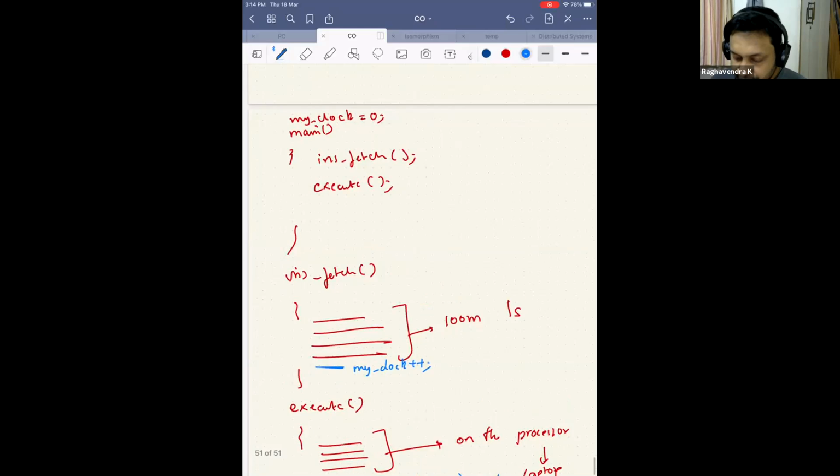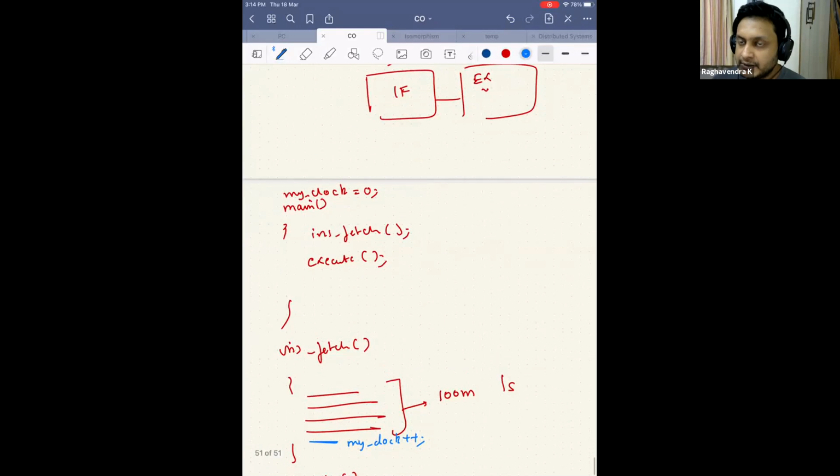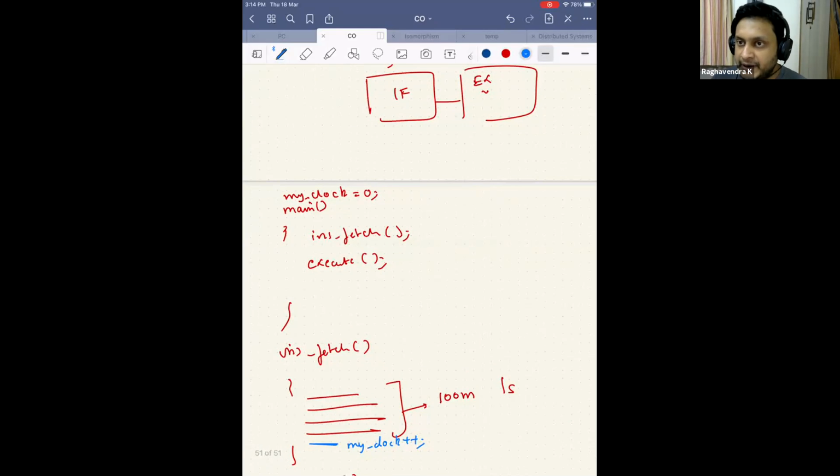So there is no unit for this my clock. It is just a variable that is taking into account how much time it takes. So that is one thing that has to go in your mind. You might think that you have understood it, but generally, since the concept is new because you're trying to simulate something, it takes time.